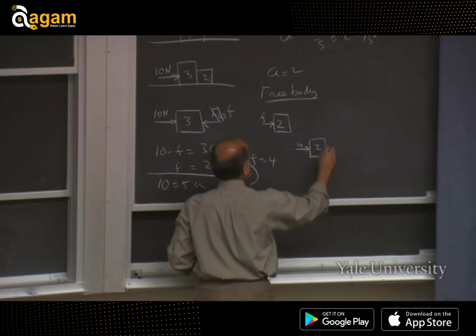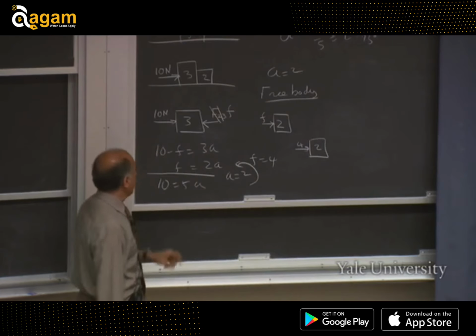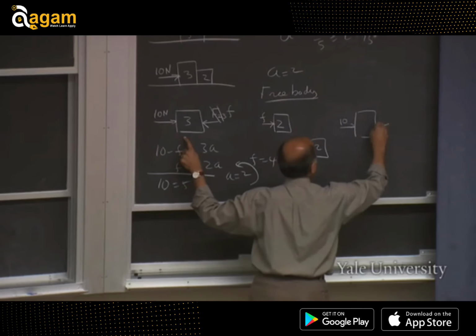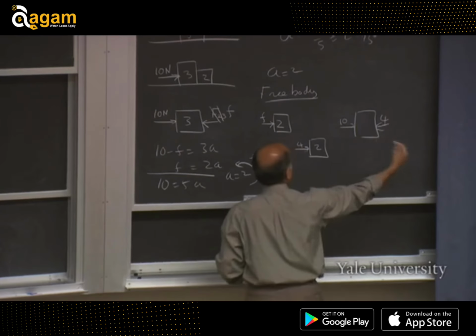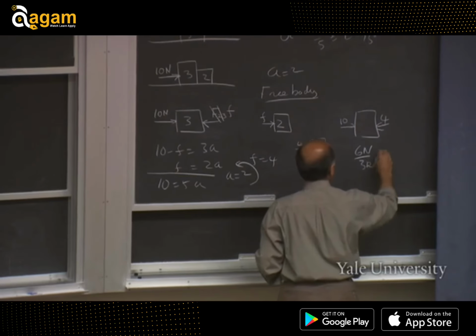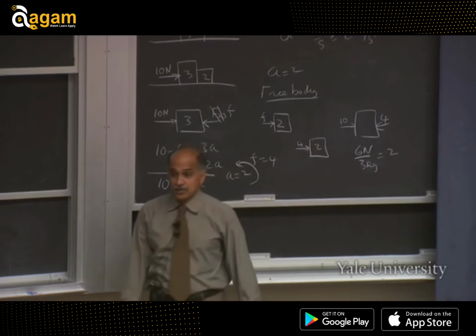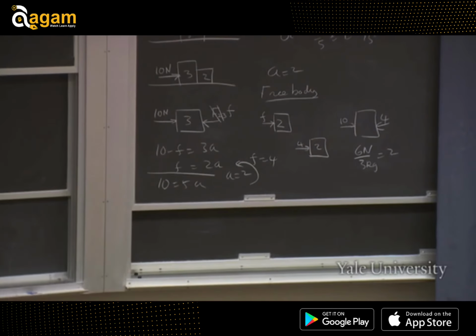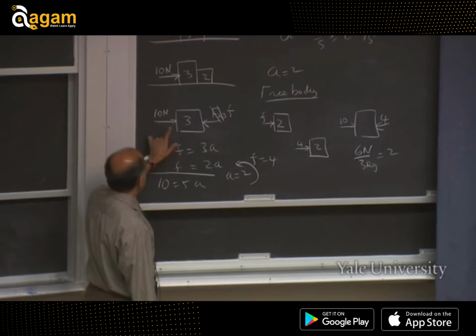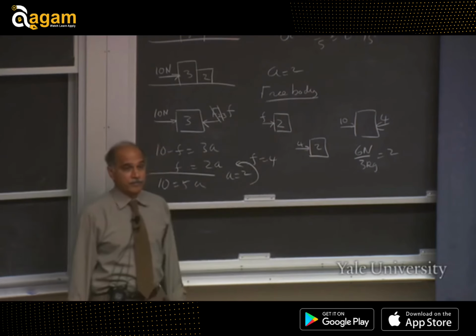4 newtons acting on 2 kilograms gives you an acceleration of 2. On this guy, I have 10 from the left, and I have 4 acting that way. That is 6 newtons divided by 3 kilograms, which is also acceleration of 2. This is a simple example of free body diagrams. Very simple. If you can do this, you can do most of the problems you will run into. Just don't add stuff that's not there. That's all you have to be careful about. And the stuff that people tend to add sometimes is to keep drawing the 10 newton as acting on that.